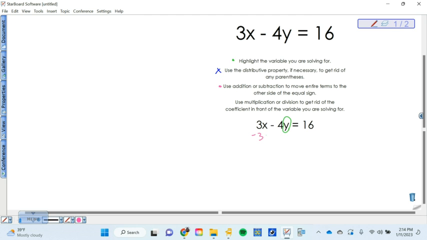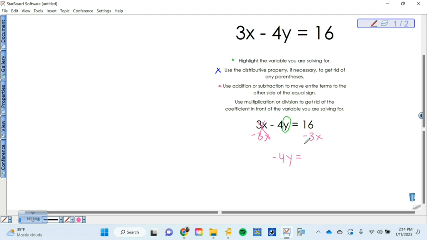Subtract 3x from both sides. Please be writing this down so that when you go to do some practice, you have an example for you. Please be writing this down. Okay. What happens to these 3x's here? They cancel. So now I have -4y equals, can I combine these two together?